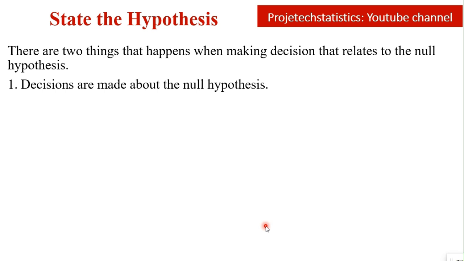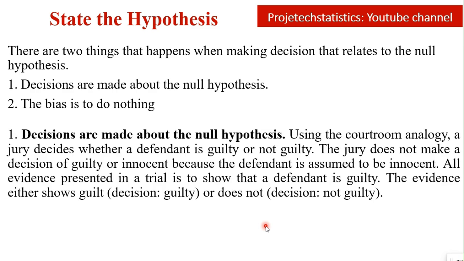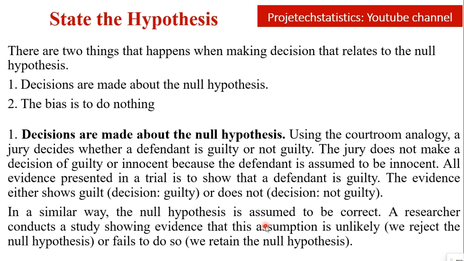There are two things that can happen when making a decision that relates to the null hypothesis. The first is that decisions are made about the null hypothesis, and the second is that you do nothing. Using the courtroom analogy, a jury decides whether a defendant is guilty or not guilty. The jury does not make a decision of guilt or innocence because the defendant is assumed to be innocent. All evidence presented in the trial is to show that a defendant is guilty. The evidence either shows guilt and a decision of guilt is made, or not, and a decision of not guilty is made. In a similar way, the null hypothesis is assumed to be correct. A researcher conducts a study showing evidence that this assumption is unlikely. So we reject the null hypothesis, or fail to reject. We retain the null hypothesis.